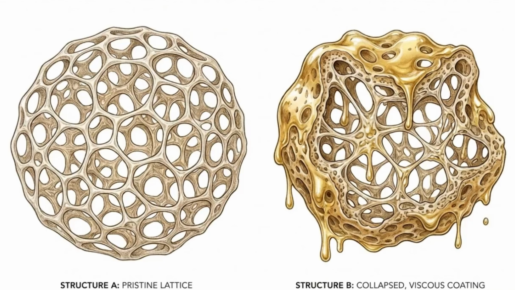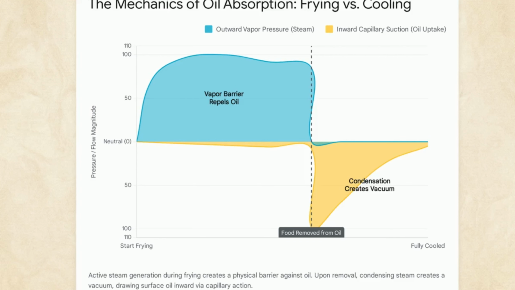If the steam barrier repels lipids during the fry, why do many fried foods suffer catastrophic structural failure, resulting in a heavy, greasy crust? Data from high-speed 4D computed tomography shows that up to 80% of total oil absorption occurs after the food is removed from the fryer.